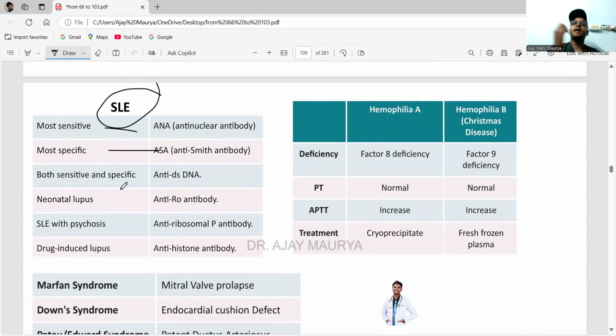Both sensitive and specific is the anti-dsDNA. And you know, lupus, anti-Ro antibody. SLE with psychosis, anti-ribosomal P antibodies.